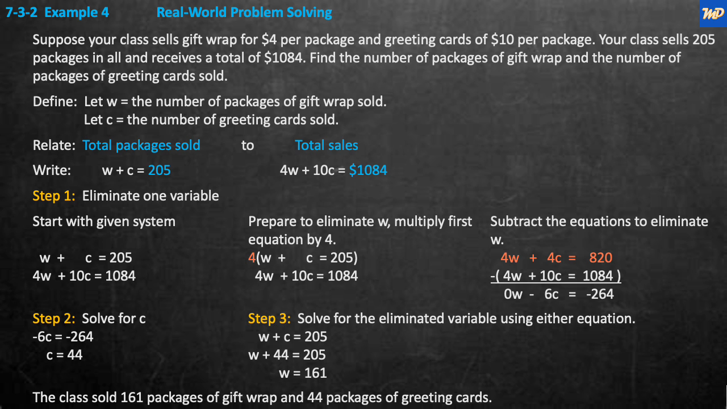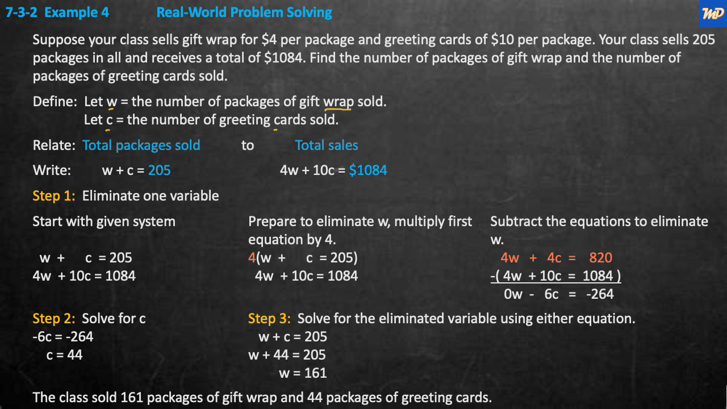So how do we do this? Well, first, we have to define some variables that we can use for our equations, right? So what do we want? Let W be the number of packages of gift wrapping, W for wrap. And let C be the number of greeting cards, C for cards. So when you work on the problem, you'll know which one you're dealing with, the wrapping or the cards.